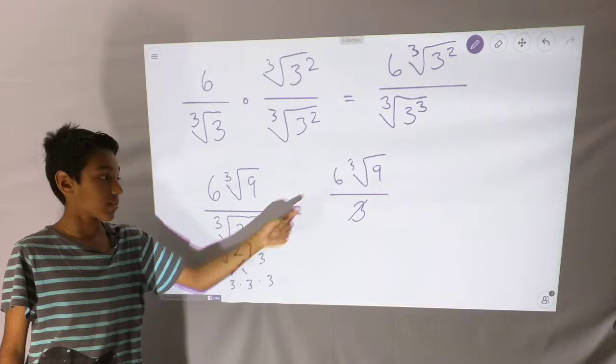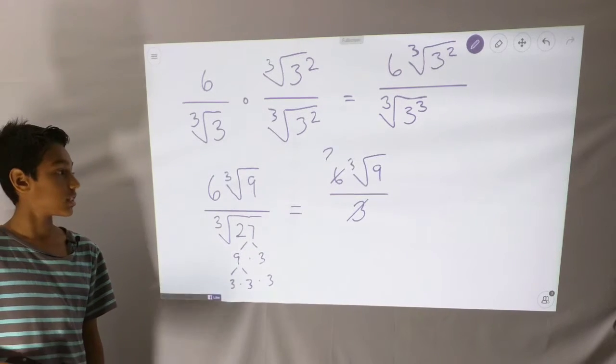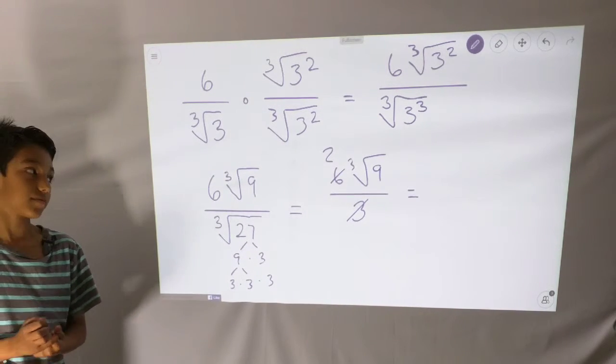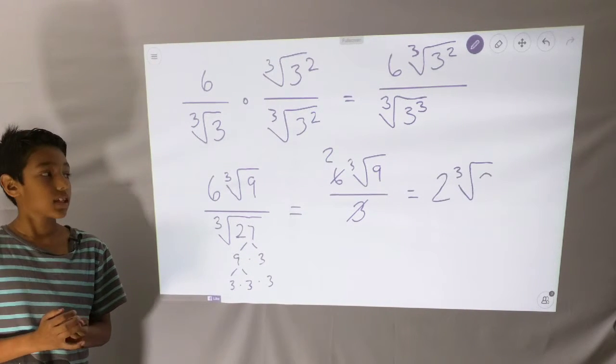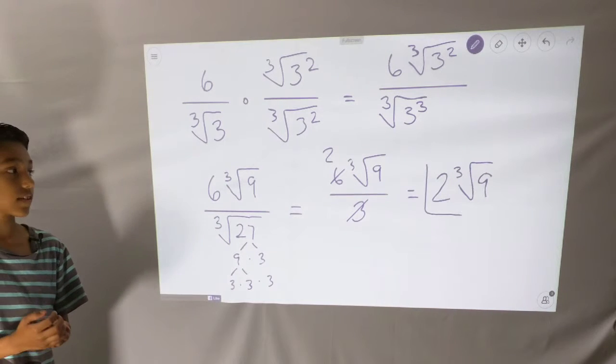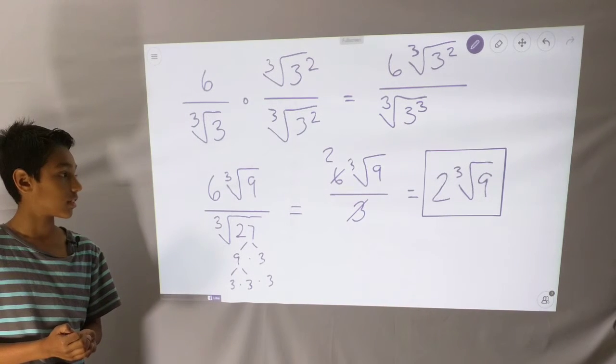So now we can still simplify this. 6 divided by 3 is 2. And 2 times the cube root of 9. So 2 times the cube root of 9 is our answer, since you can't simplify that any further.